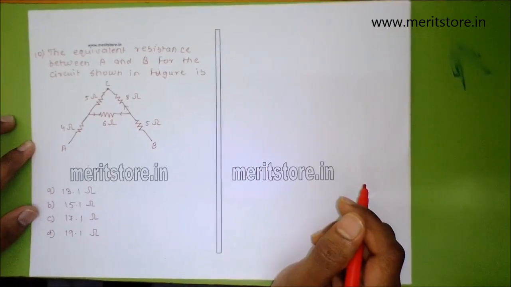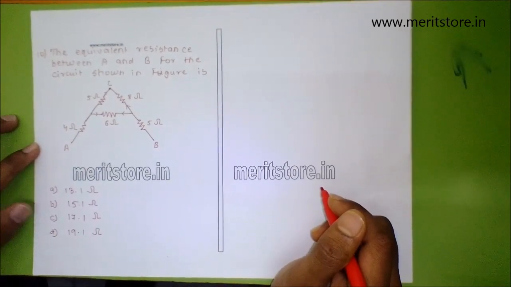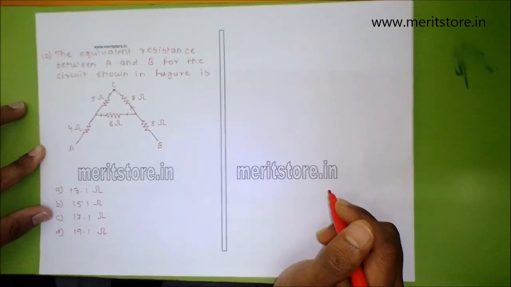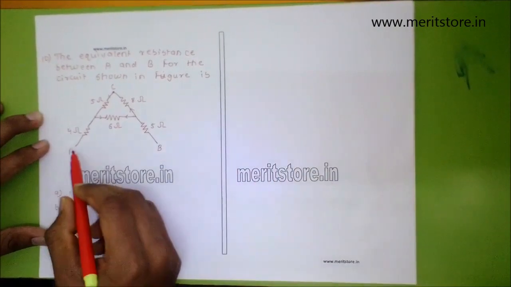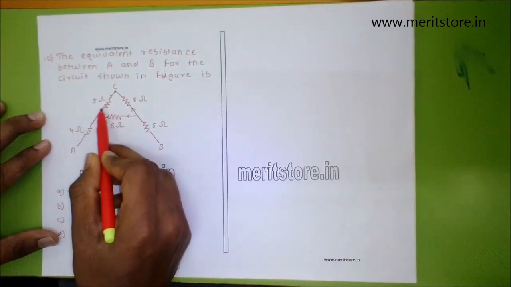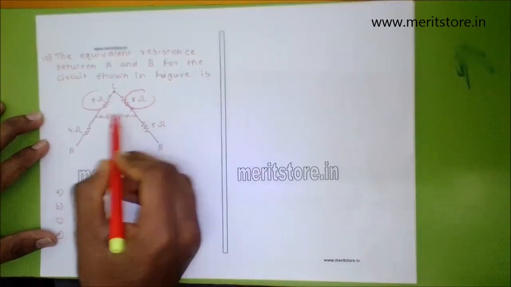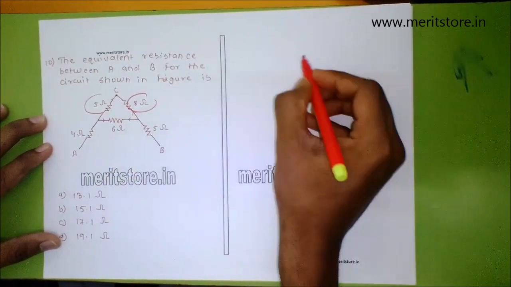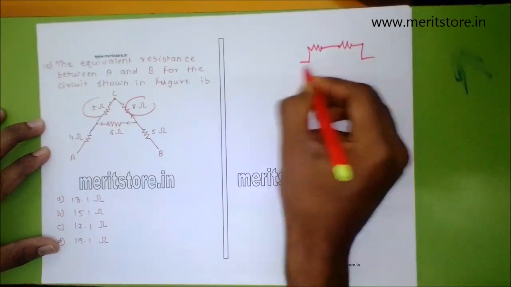The equivalent resistance between A and B for the circuit shown in the figure is, we've got 4 options: 13.1 ohms, 15.1 ohms, 17.1 ohms and 19.1 ohms. In this figure, as we can see, the resistances 5 and 8 are in series with each other, and the combination of these two is in parallel with resistance 6.